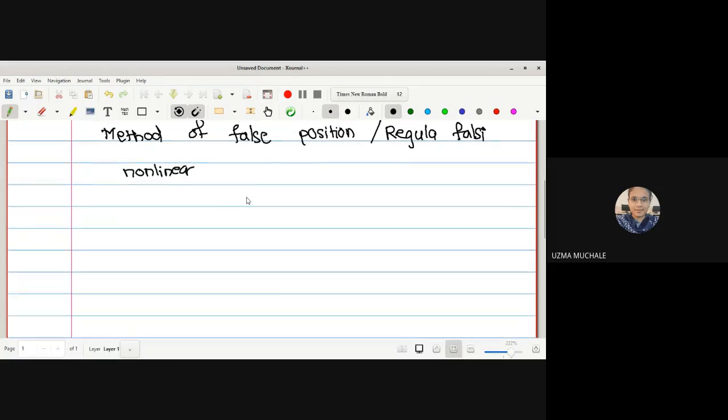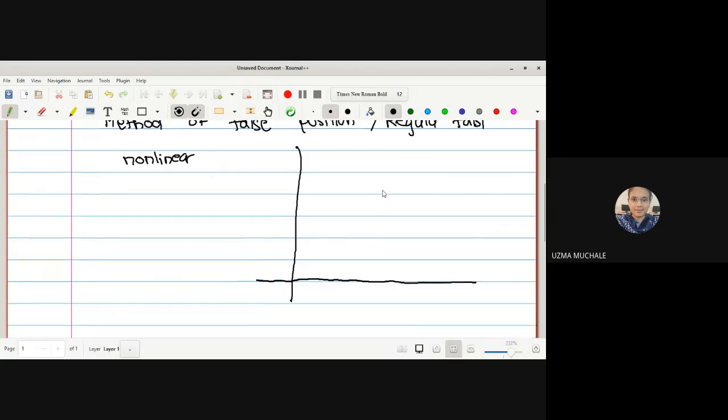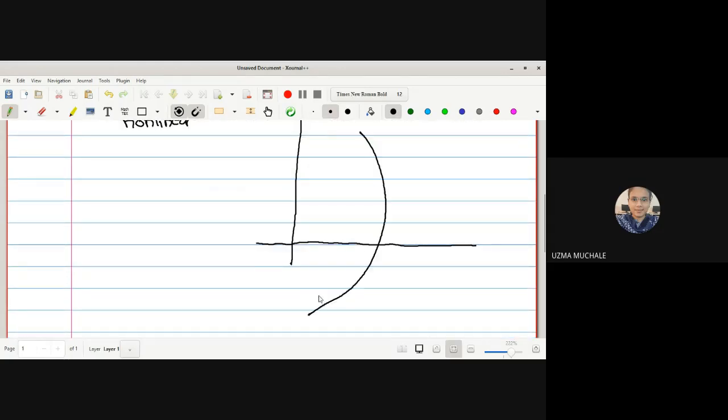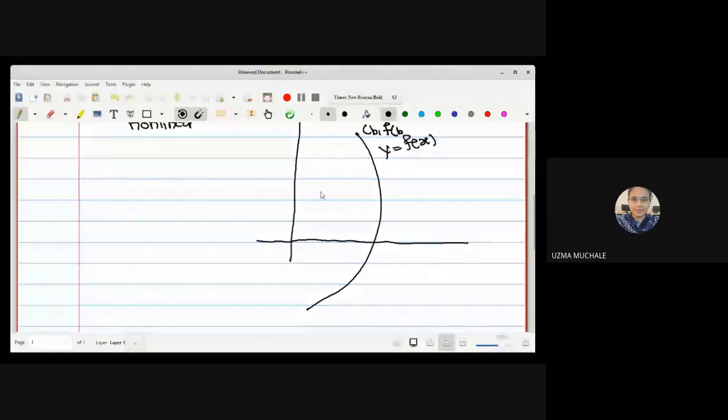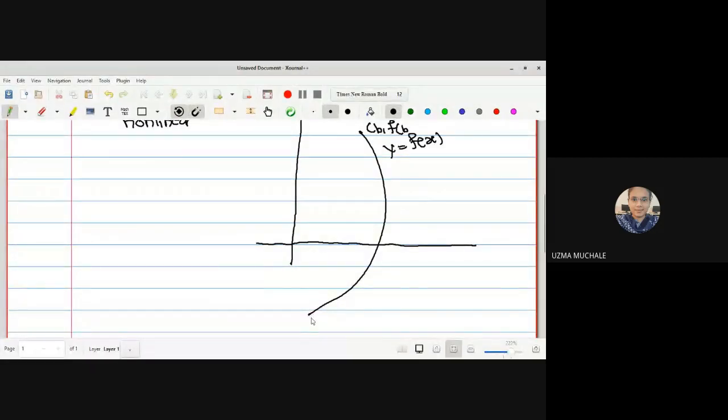Now I will take one example and draw the image of it, assuming that we have to use the intermediate value theorem. Suppose this is the function provided to us, y is equal to some function f of x, and assume the graph of the function is like this. Here one value is positive, another is negative. Let us assume that here is the point b, f of b, and here is the point a, f of a.